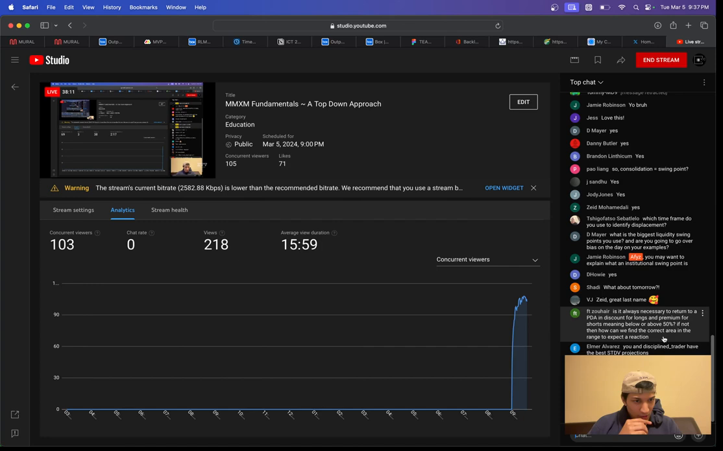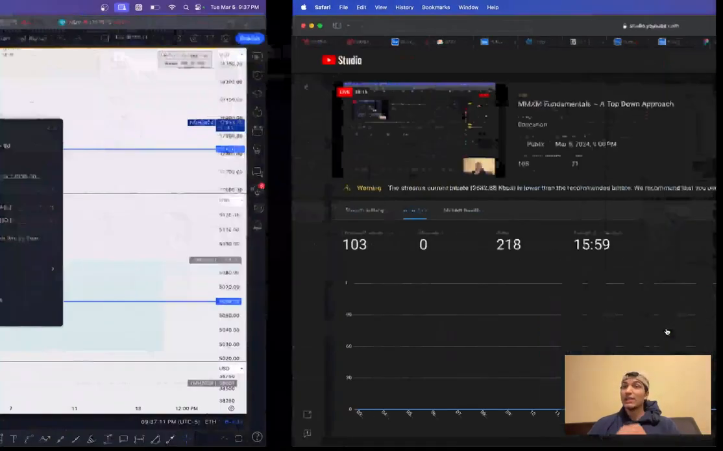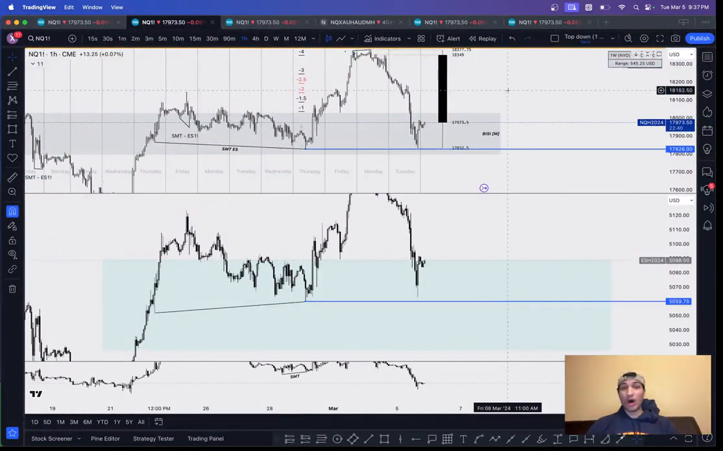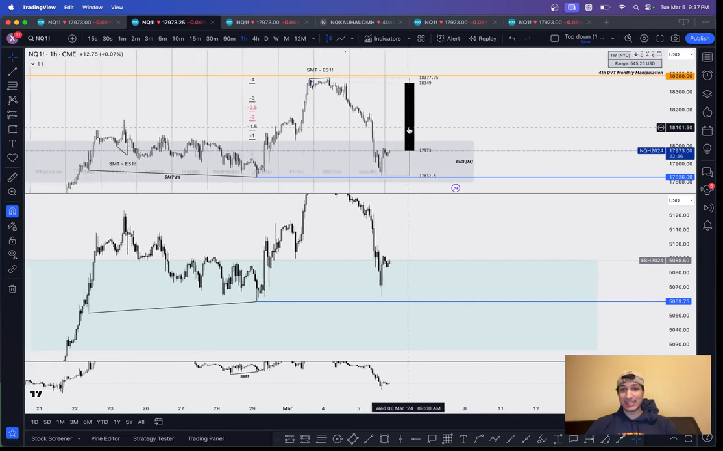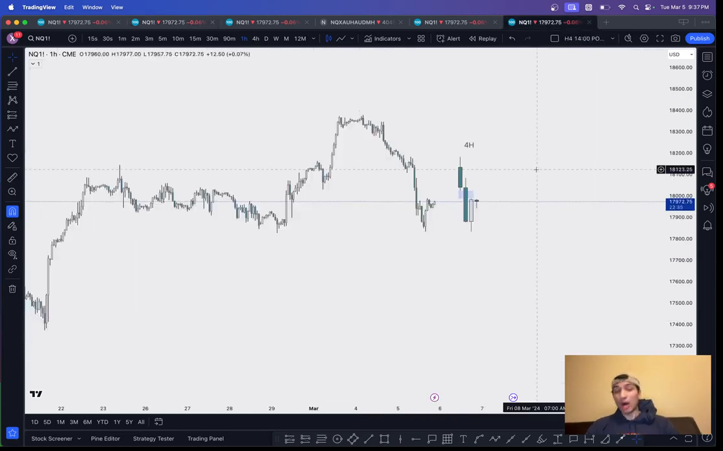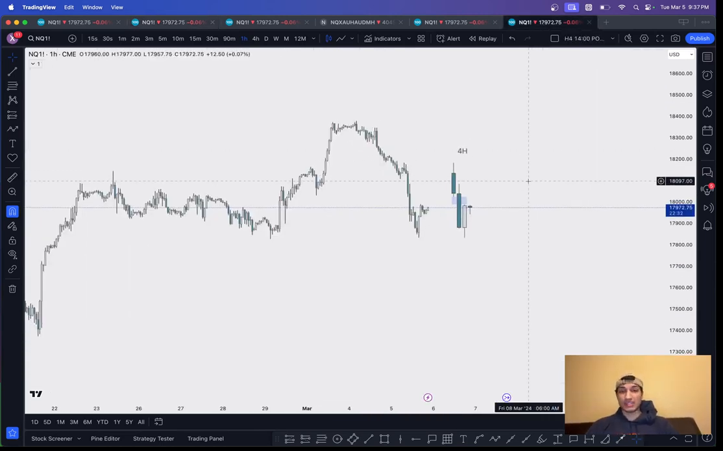Is it always necessary to return to a PD array, a discount for longs and a premium for shorts? No, not always. You'll often find that the market is in a hurry, meaning the market won't retrace to a discount or a premium. In which case, I'll put on less size. Like everything I'm saying, I don't teach chart patterns. I teach narrative and logic. So I won't ever say you must follow XYZ rules.